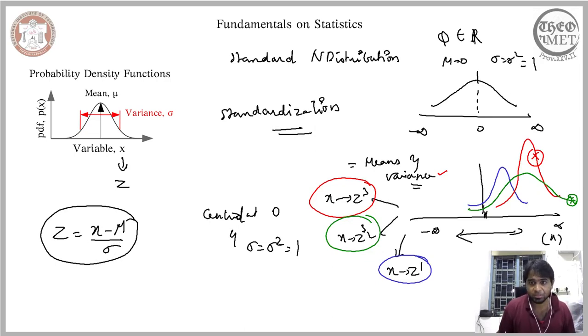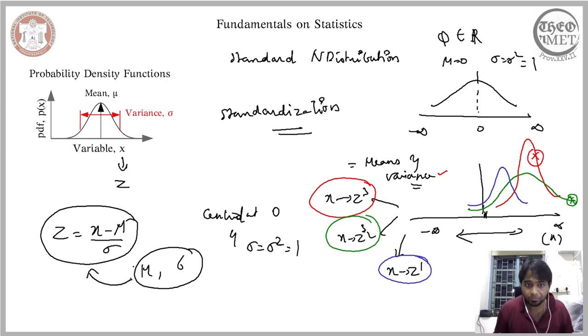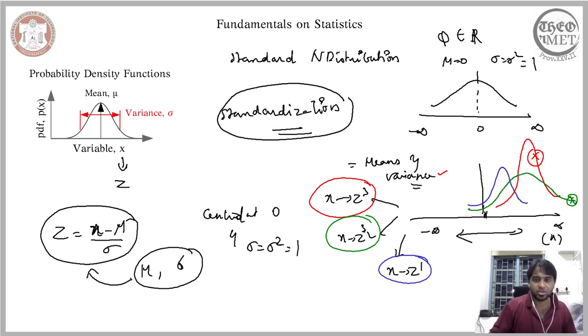When you use this expression to translate x to z, note that each of these curves has a specific sigma and a specific mu. When I translate this x to z using the mu and sigma of each of these curves, what I am doing is translating any normal distribution to the standard normal distribution, and that is what we refer to as standardization.